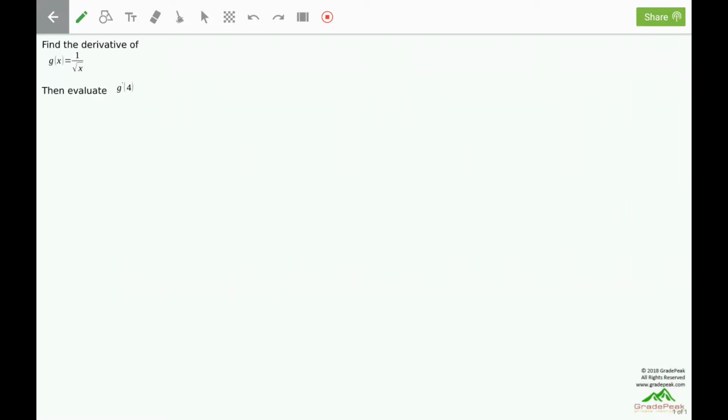Find the derivative of g of x equals 1 over the square root of x, then evaluate g prime of 4. So g of x, which is 1 over the square root of x, can be rewritten as a fractional exponent because of x in a root.